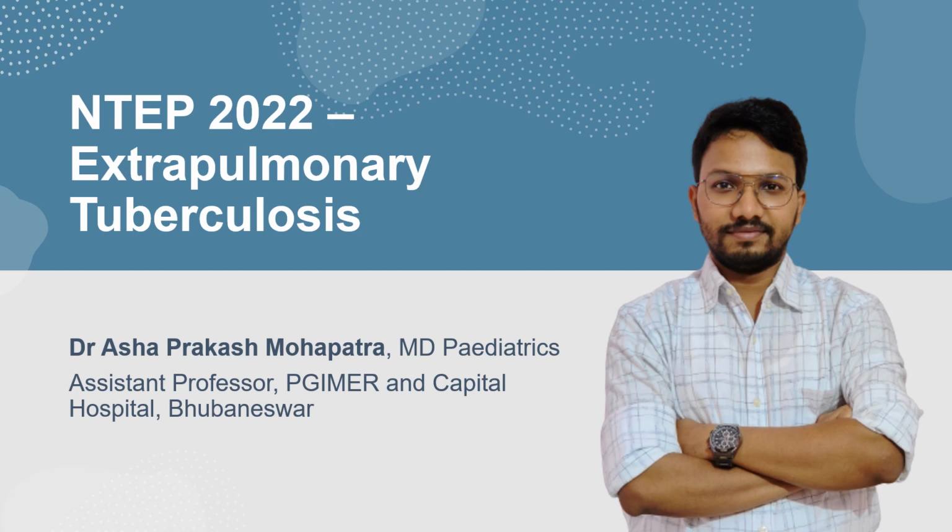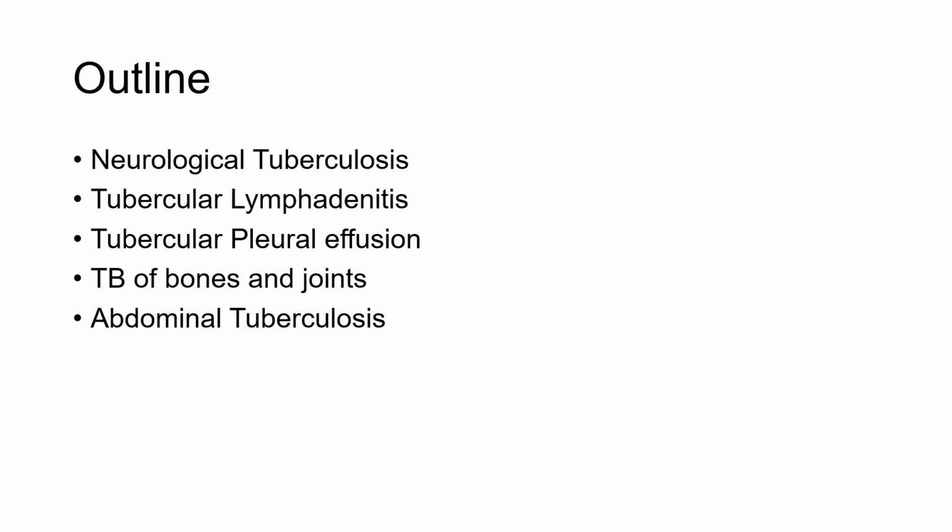So today's discussion will be based on extrapulmonary tuberculosis. The outline of today's discussion is that we will be learning mainly about neurological tuberculosis, tubercular lymphadenitis, tubercular pleural effusion, tuberculosis of bones and joints, and abdominal tuberculosis.